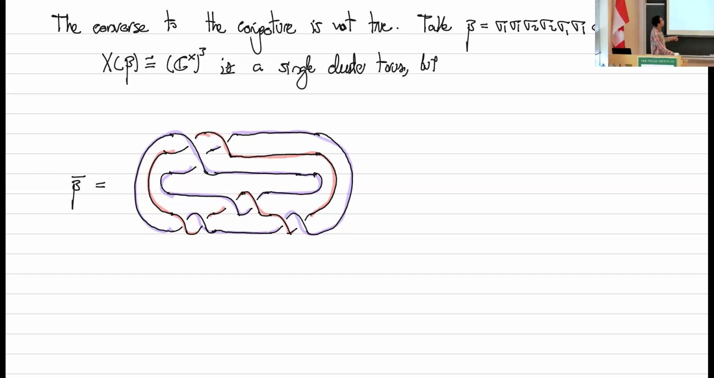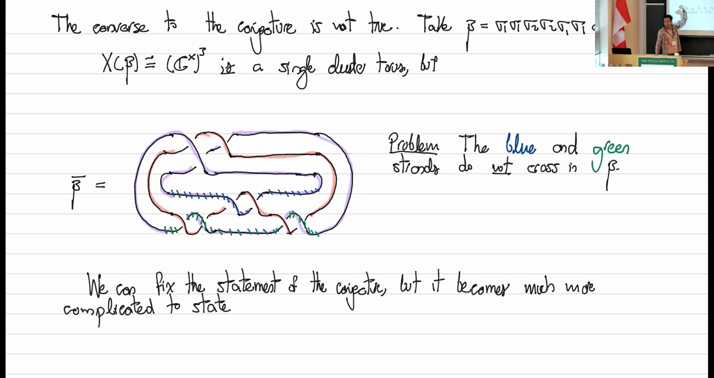if we look at the purple component, it's given by the strands number 1 and 3 here, which do not cross inside the braid. They cross above, but they don't cross inside the braid. Okay? So that's the problem.